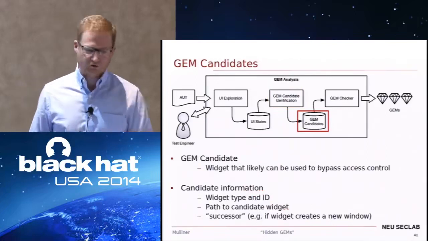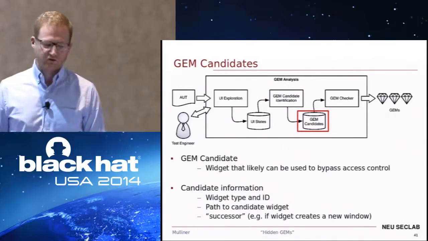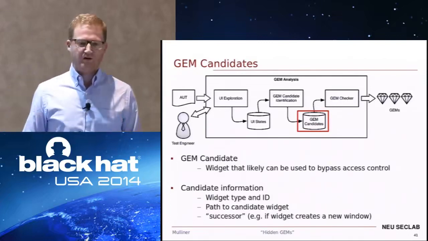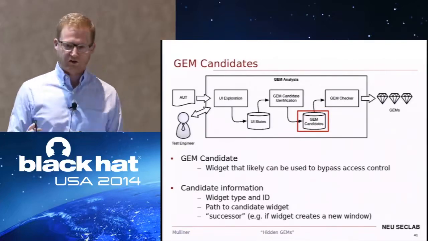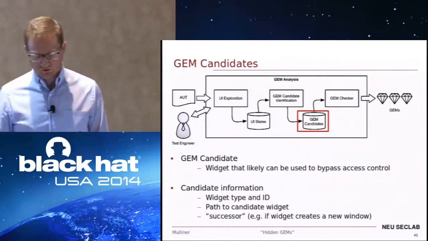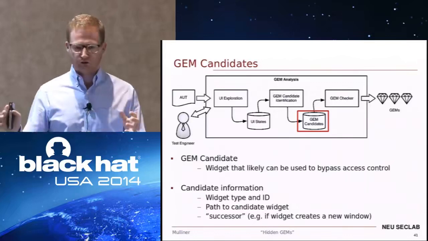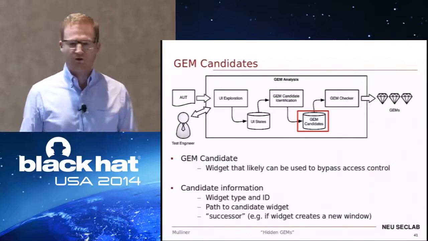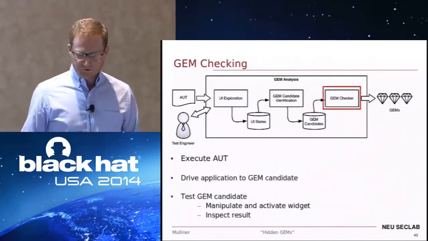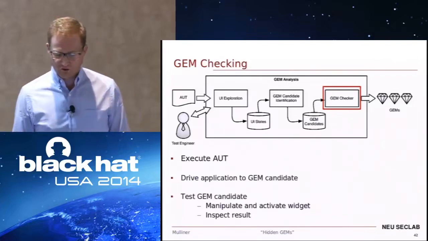So those go into this collection, and we just have a list of widgets, and each candidate has a widget ID and type. So this is a button, number something. You have a path, so you know how to get from application start to the screen that contains that widget. And depending on the widget type, you may have a successor. So if I press this button, a new screen with title and hello appears. We record stuff like that, and then the checker executes the application for each of those candidates.